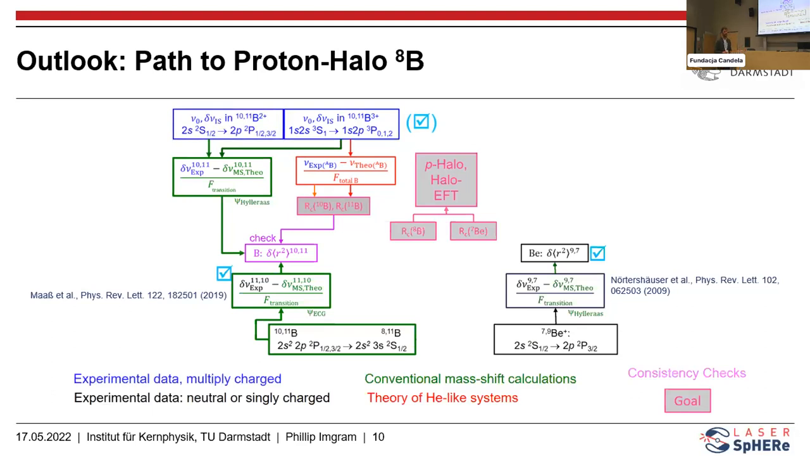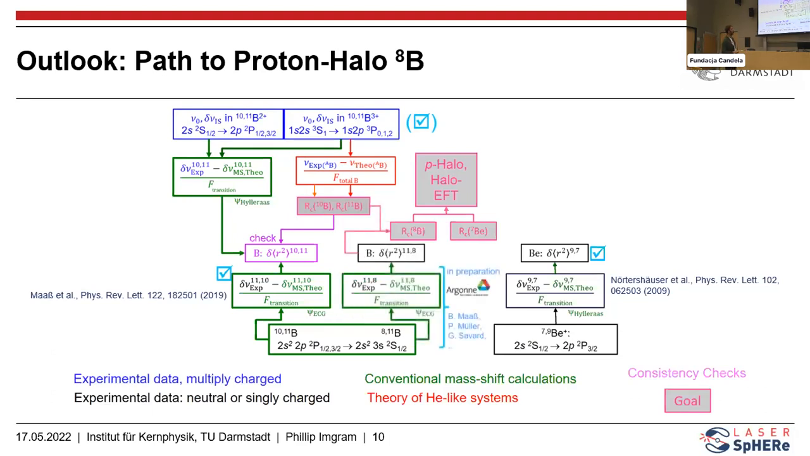And there is actually a third consistency check which we can do, because we can also measure the isotope shift in boron 2+, since this is still available with some laser efforts. So we can use a usual ground state transition from the 2s 1/2 to the 2p 1/2 and 3/2 in boron 2+ to again measure the isotope shift and check this value.